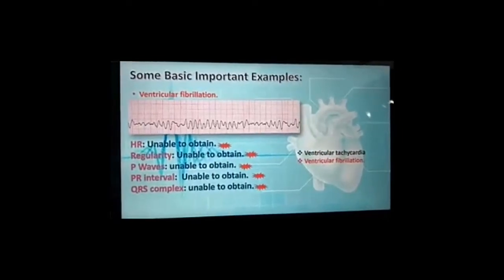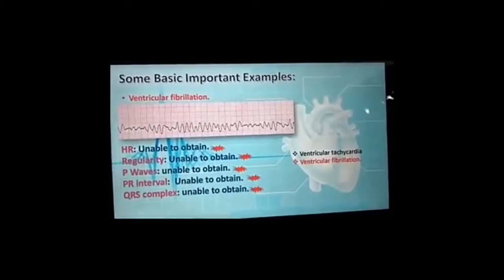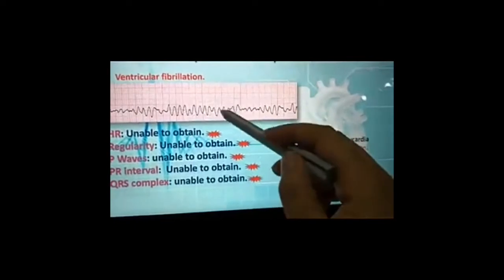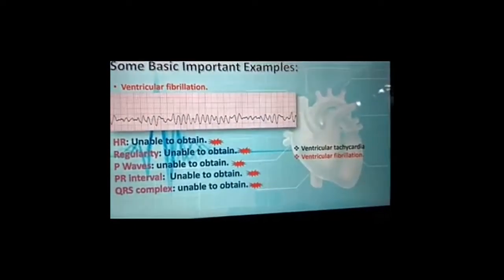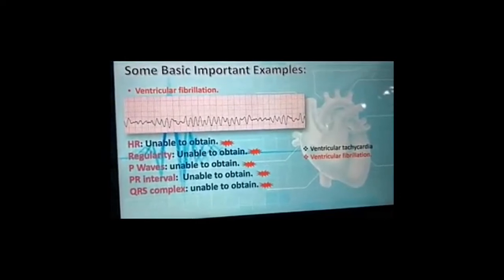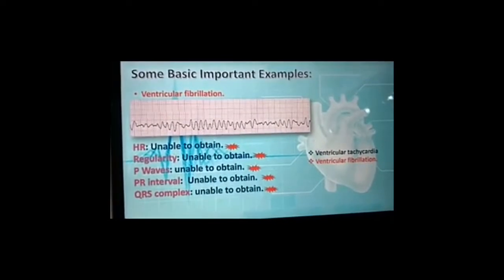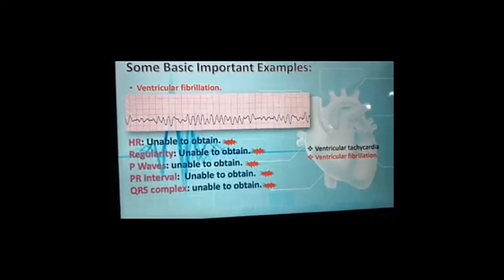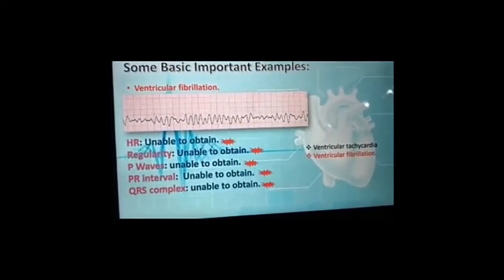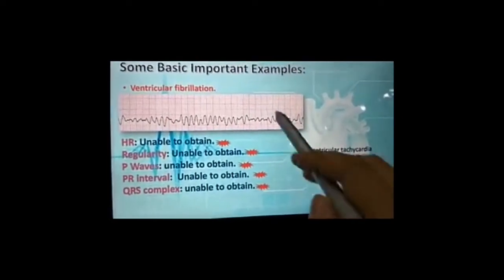Ventricular fibrillation, as you see here, again the problem is with the QRS complex. Everything here is unable to obtain: heart rate, regularity, P waves, PR interval, and QRS complex. And this is the shape of the waveform.